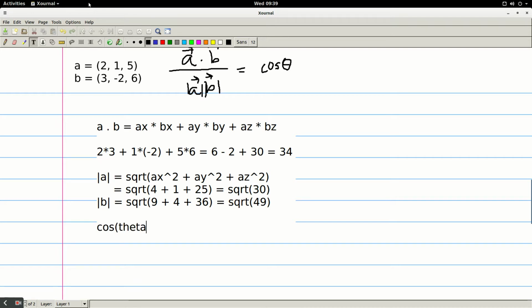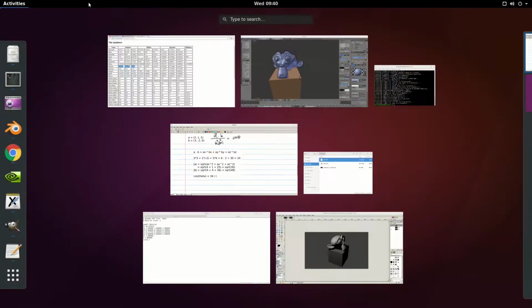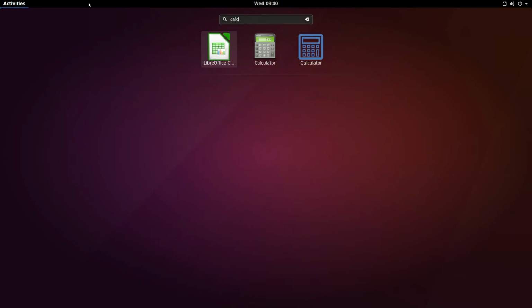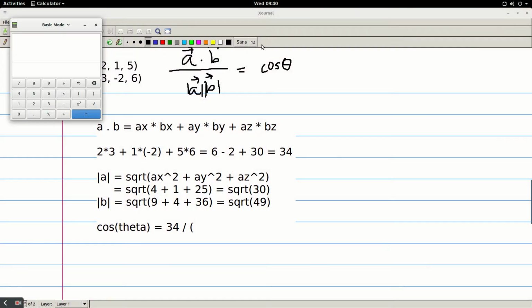Cos theta now is going to be 34 divided by square root of, well, let me calculate these values. Why do I do it this way? We got 34 divided by two things. 34 divided by square root of 30 times square root of 49, right?